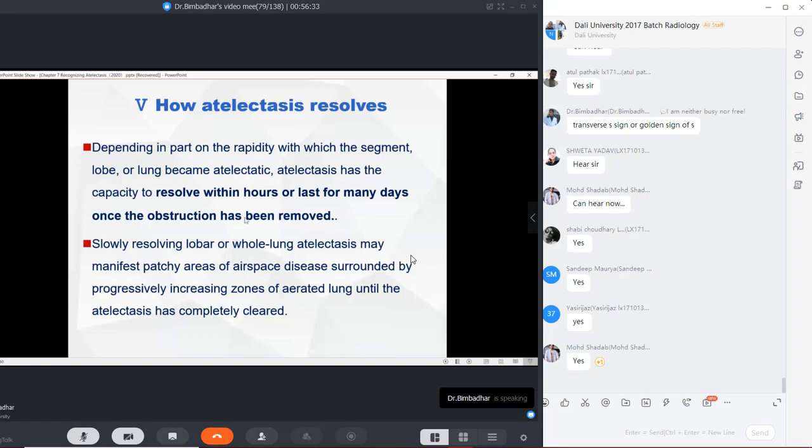Remember, any kind of atelectasis will try to resolve within hours or last many days once the obstruction has been removed. So slow resolving of lobar or whole lung atelectasis may manifest as patchy areas of airspace disease surrounded by progressively increasing zones of aerated lung until the atelectasis is completely cleared. It will take time, from hours to many days, depending on the amount of obstruction and the amount of aeration. So you can see progressive atelectasis. Atelectasis is a progressive disease. Resolving is also progressive, obstruction is also progressive.